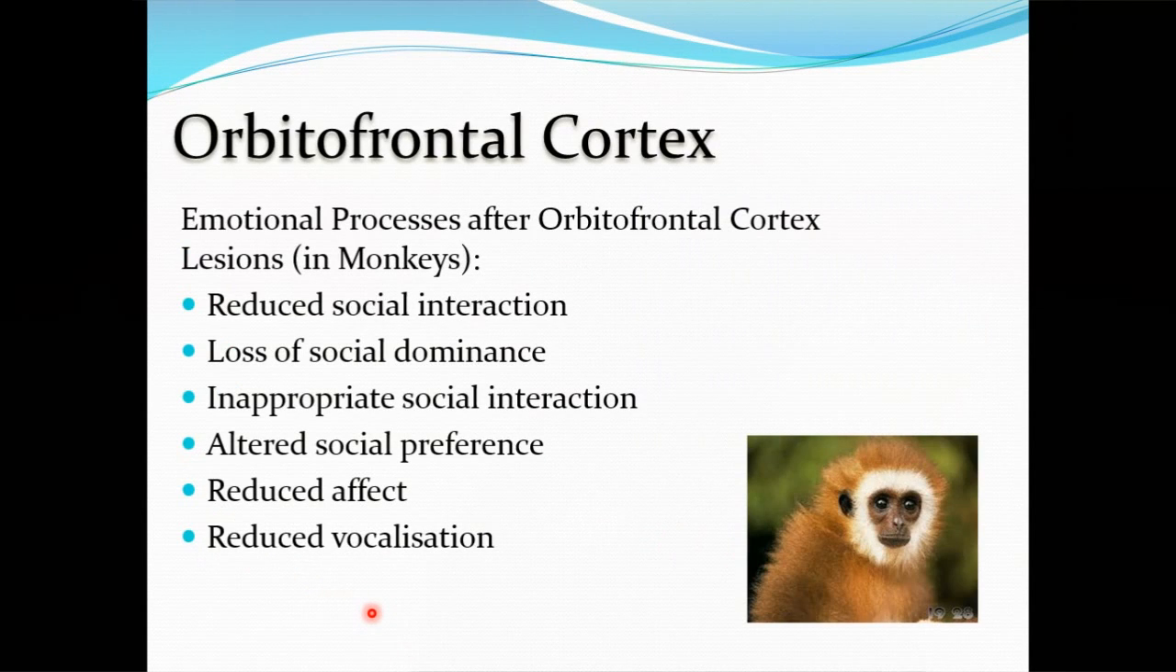Now, we also know that the orbitofrontal cortex is the area of the cortex just above the orbits, just above the eyes. So if you take the brain and turn it upside down, it is the part of the frontal lobe that you see there. Okay. Now, damage there that was found in monkeys led to reduced social interaction, loss of social dominance, inappropriate social interaction, altered social preference, reduced affect, and reduced vocalization. But we know that in humans as well, this is typical of damage in the orbitofrontal regions.